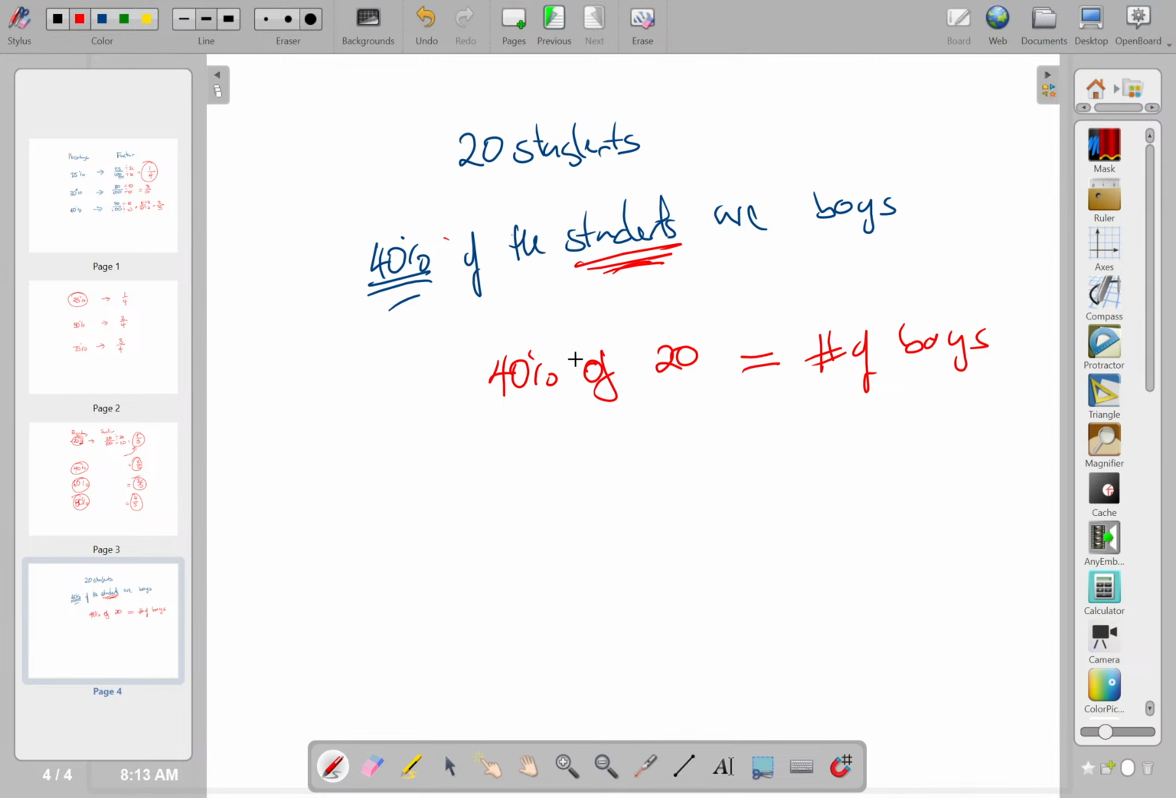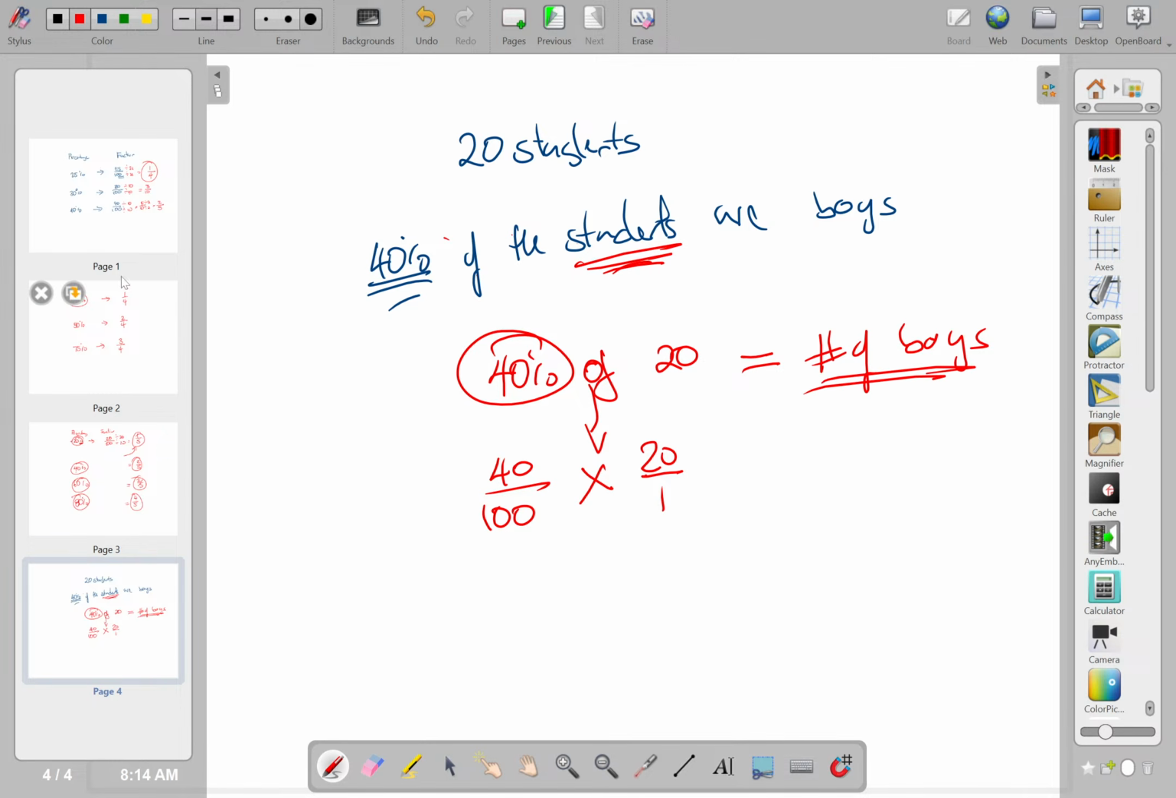Yeah? Then now, how are we going to do this? How are we going to apply that? 40%, what does that mean? Throw the number over 100, please. And thank you. Of, what does that mean? You're applying it, so it's going to be multiplied with 20. How can I make it a fraction? Throw it over 1. Yeah? And then that is what's going to give you the number of boys.